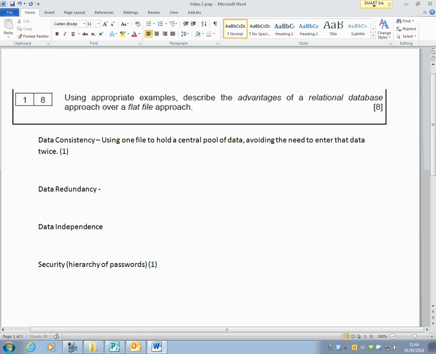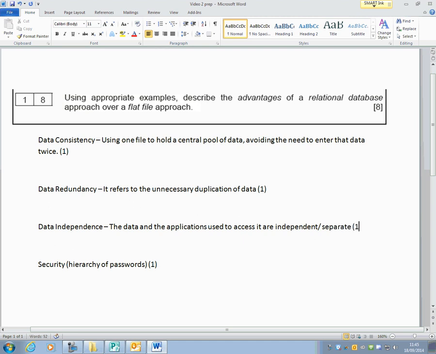And data redundancy refers to the unnecessary duplication of data. Again, there's a mark. And data independence, which is the data and the applications used to access it are independent or separate. It's up to you which one of those you want to finish it with.